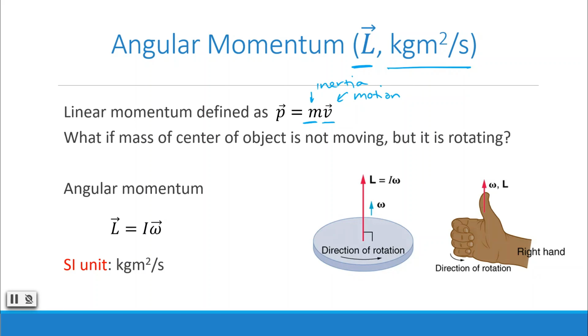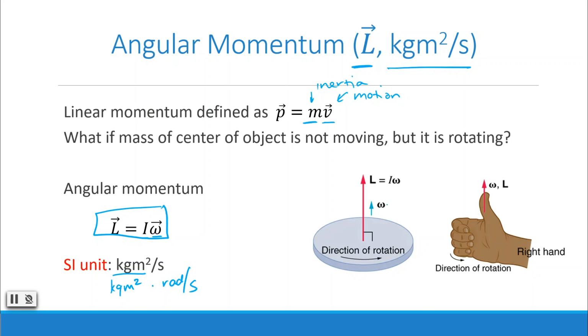Except if we're dealing with rotation, it's not linear inertia, it's not mass, it's rotational inertia. We're talking about our angular velocity. So angular momentum for an extended object is defined as I times omega, rotational inertia times omega. Rotational inertia is kilogram meter squared. Our angular velocity is radians per second. The radians is a placeholder, so it cancels out.